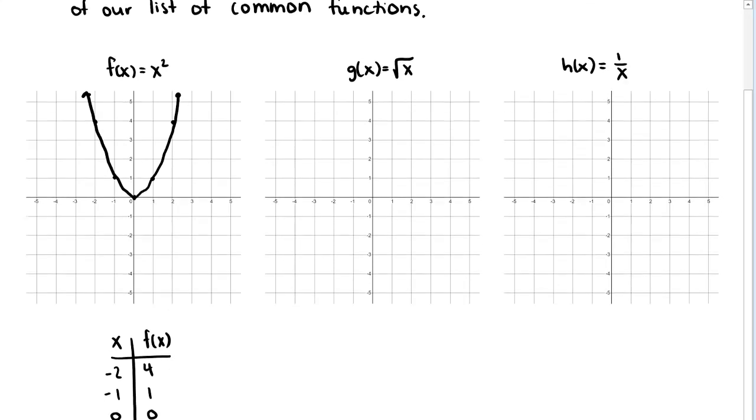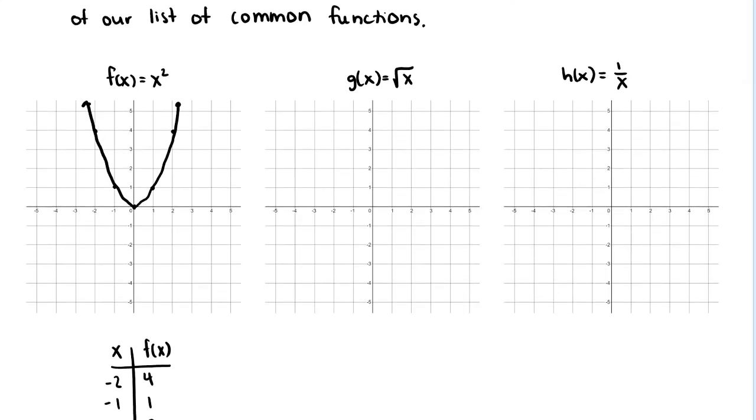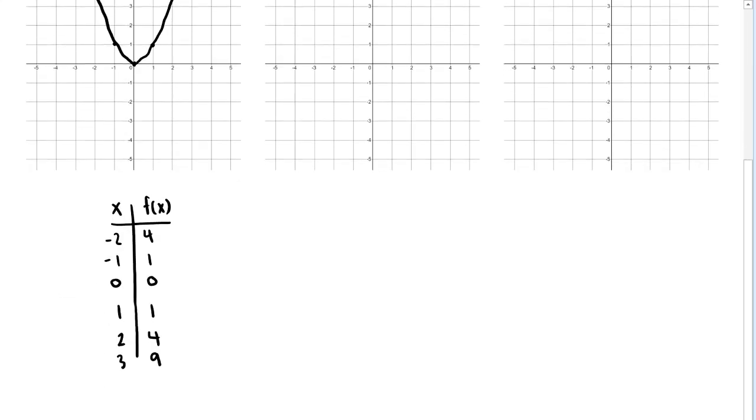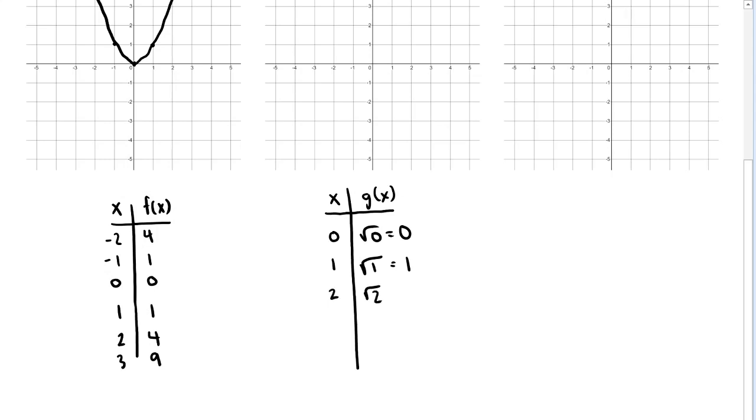Okay, and then what about g of x? g of x is a square root function. Right, and so here if I plug in 0, the square root of 0 is asking what number squared gives us 0, and that's 0. Right, 1, square root of 1 is just 1. I can plug in 2, and our result is the square root of 2.